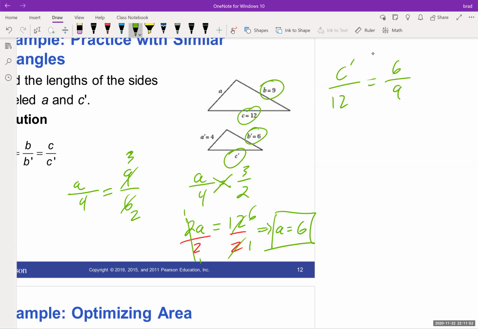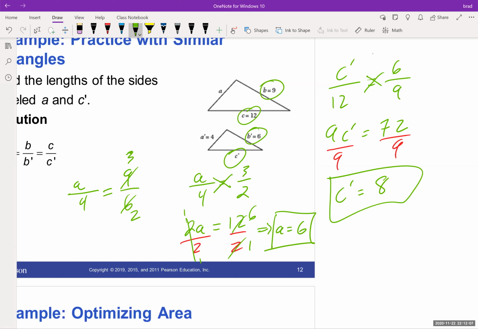Now we cross multiply again. This becomes 9C prime equals 72. Once again, we divide by 9 on both sides, so C prime is equal to 8. And that's all you do. That's how you can work with similar triangles. It's pretty nice. Cross multiplication is one of the most powerful tools you will ever use in math. It's really nice and clean to work with.